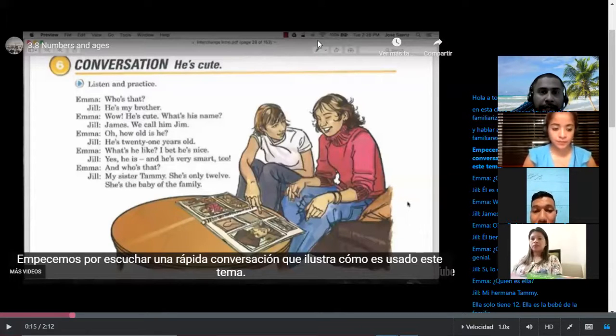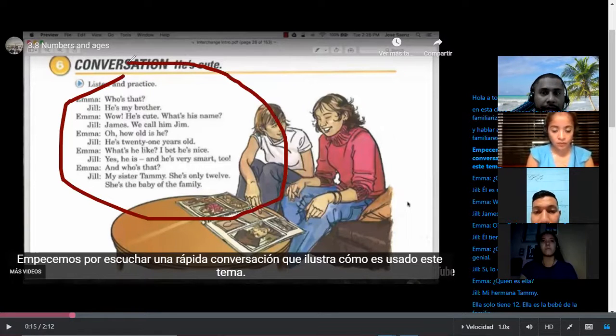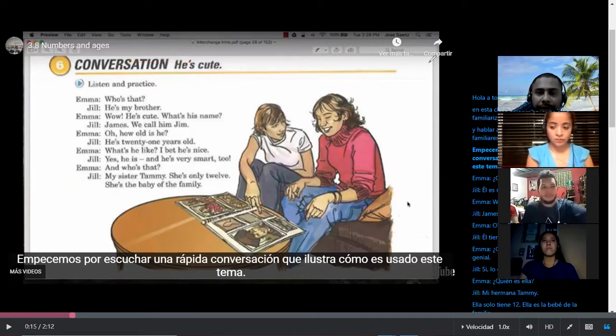Okay. At this moment, do you have any questions about this vocabulary? Yes, teacher. What is bet? I bet, te apuesto. Okay. I bet he's nice. Te apuesto que es, él es como digamos, nice. Él es calidad, por ejemplo. That's right. Te apuesto. I bet. Very good.